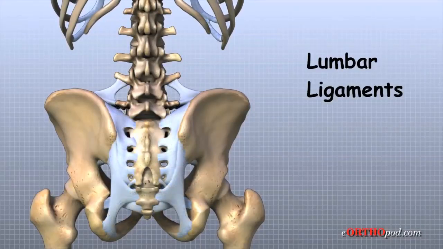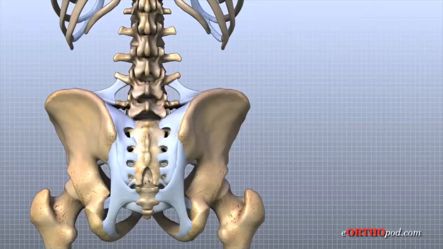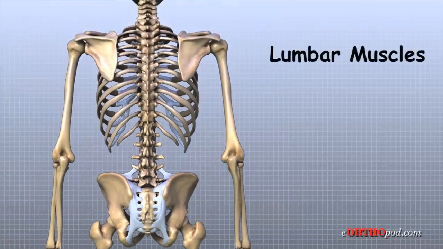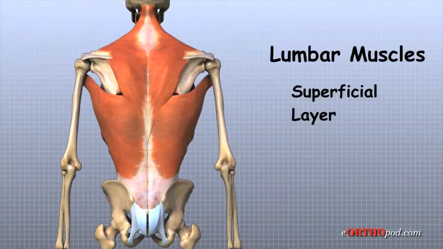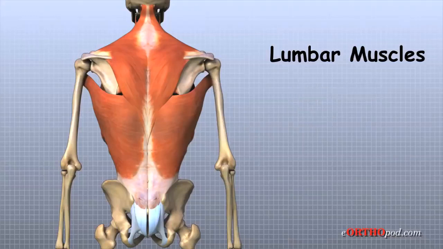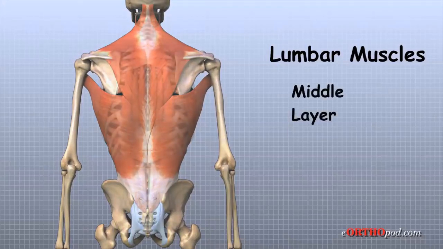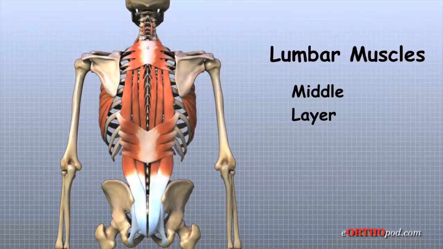The lumbar spine is supported by a complex set of ligaments and muscles. The ligaments are arranged in layers and run in multiple directions where they connect the bones of the lumbar spine to the sacrum and pelvis. The muscles of the low back are also arranged in layers. Those closest to the surface are covered by a thick tissue called fascia. The middle layer runs up and down over the lower ribs, chest, and low back.